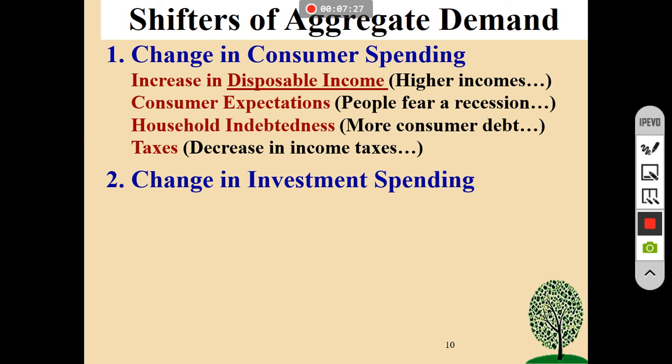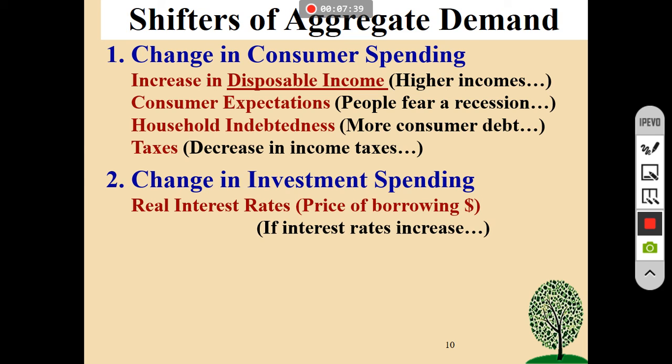The next piece is changes in investment spending. Remember, this is businesses now. So if we change real interest rates, the price for borrowing money, right? If interest rates increase, businesses are going to borrow less money. Therefore, it shifts aggregate demand to the left. If they decrease, businesses are going to borrow more money and it will shift it to the right.